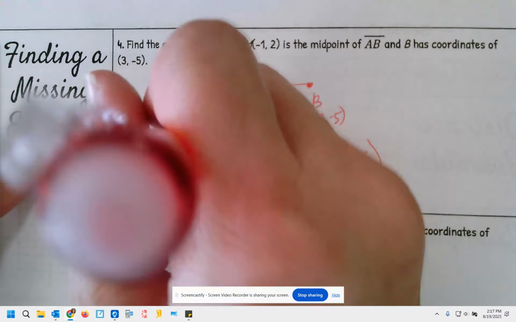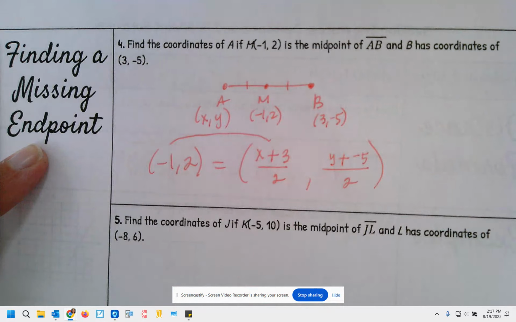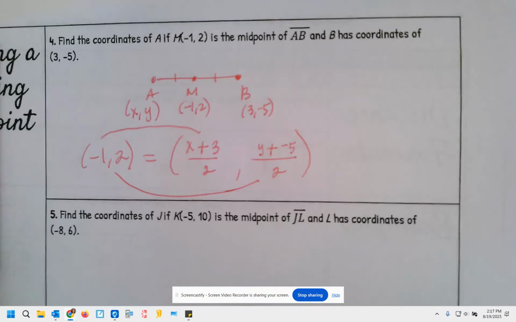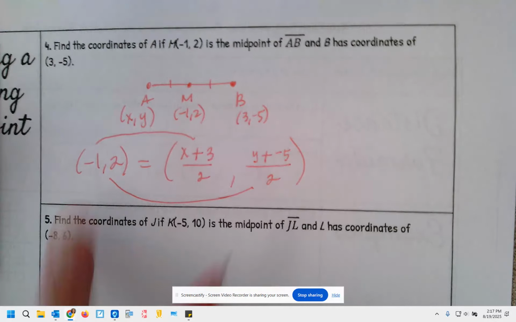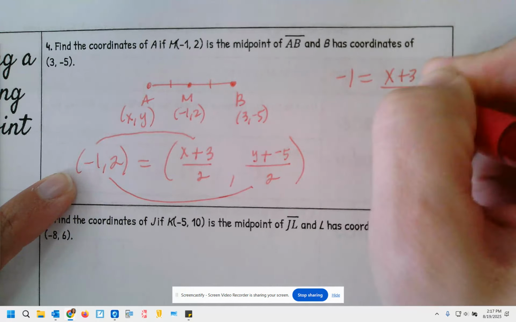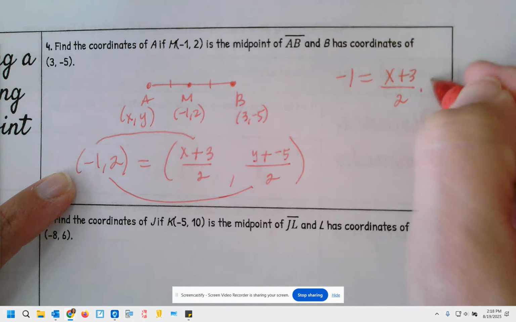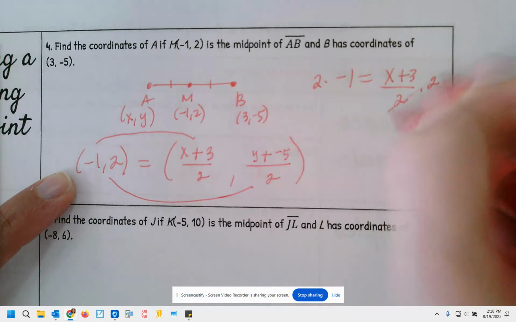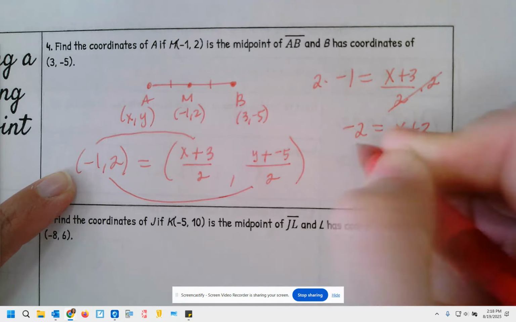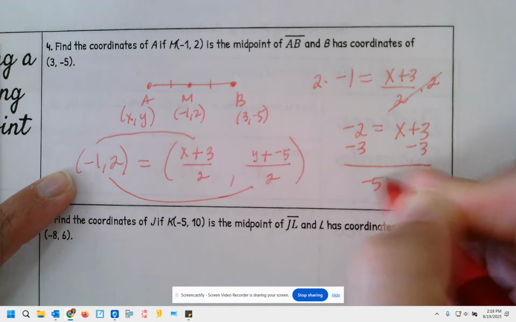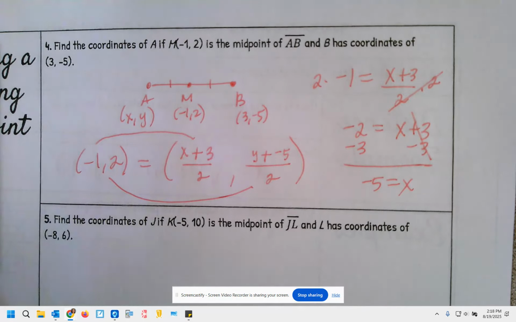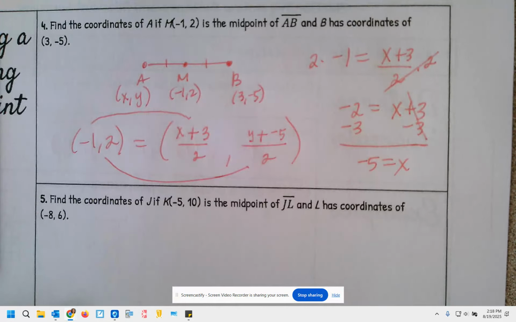So -1 came from this expression, and 2 came from that expression. So I'm just going to set up 2 equations and solve them. -1 came from x plus 3 divided by 2. So I'm going to multiply by 2 on both sides and subtract 3. So the x coordinate I'm looking for is -5.